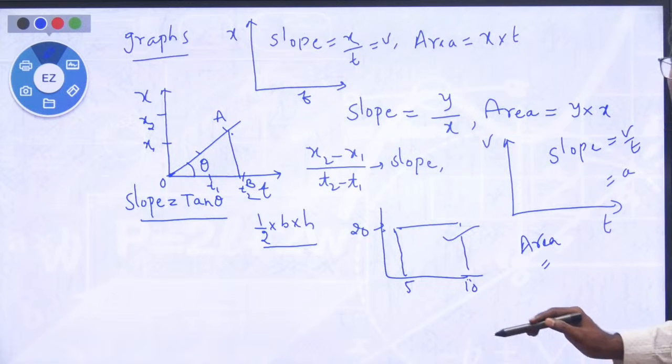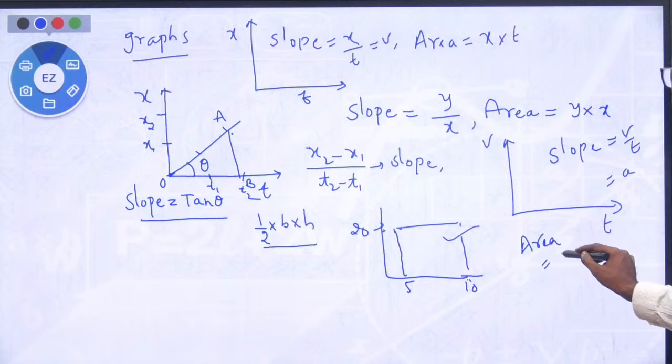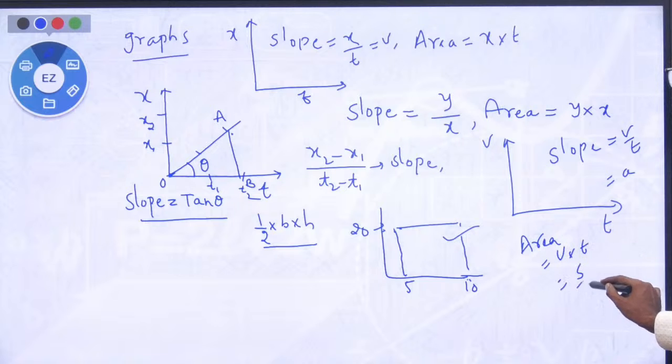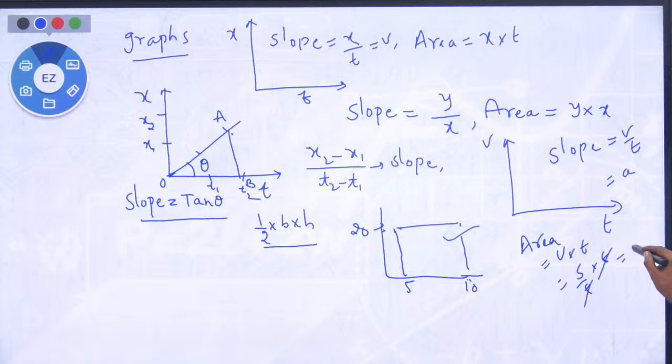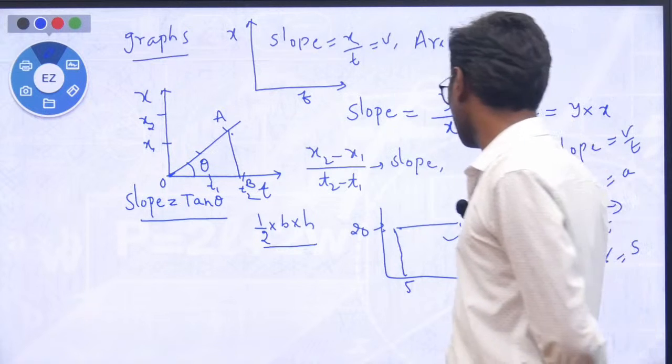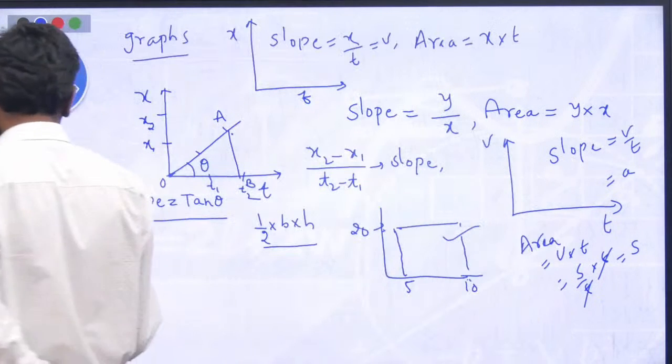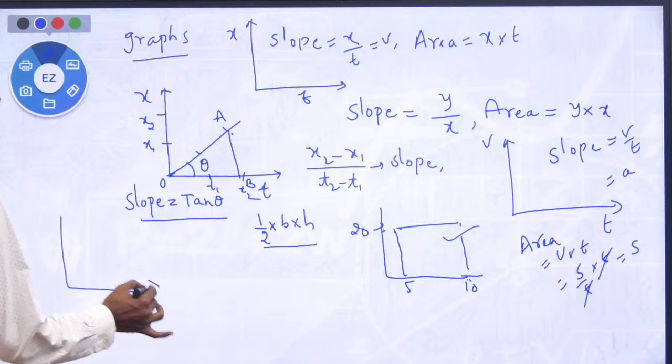Area is equal to velocity into time. Velocity can be written as displacement by time into time. Time cancels, it gives displacement. Area under the velocity time graph gives displacement.